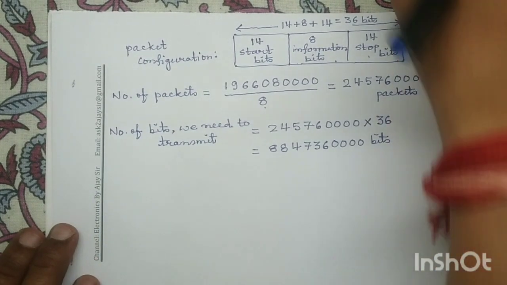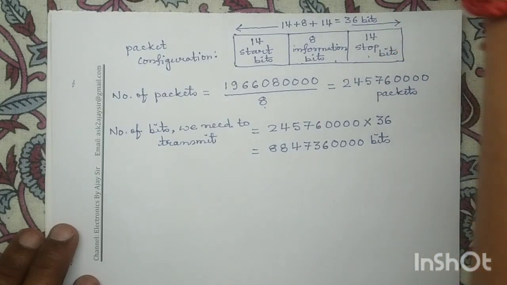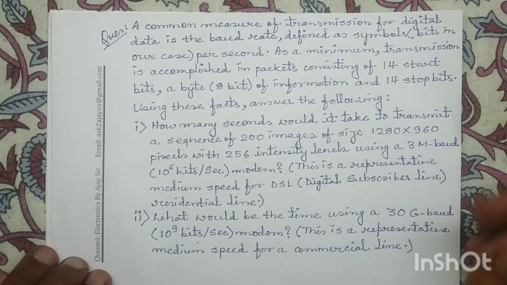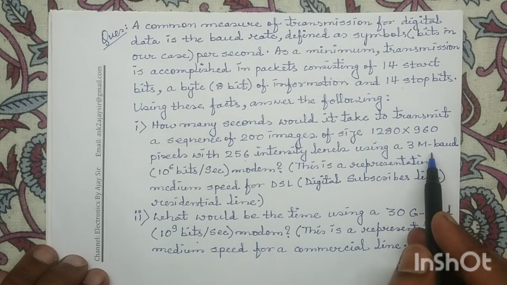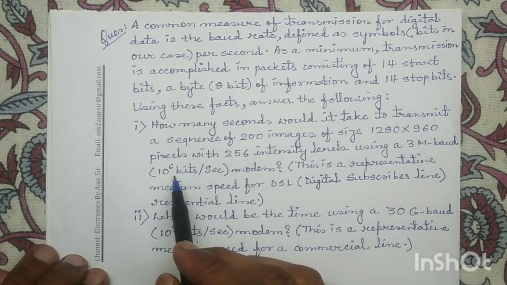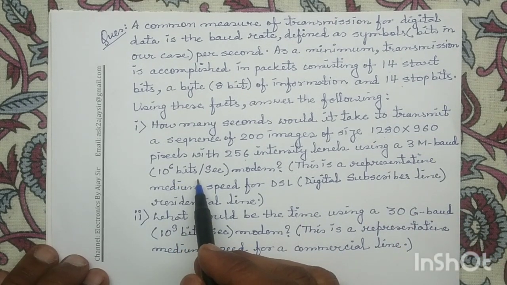So there are two case studies. In the first case study, if my transmission speed is 3 Mbaud, that is 3 into 10 to the power 6 bits per second, we have to determine the transmission time.